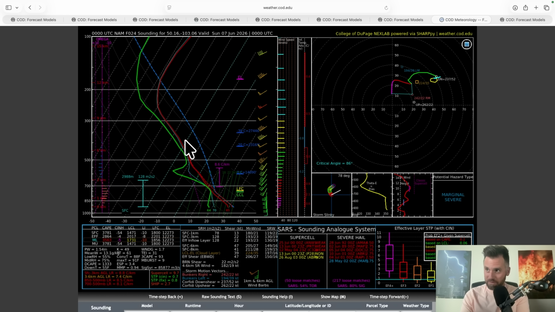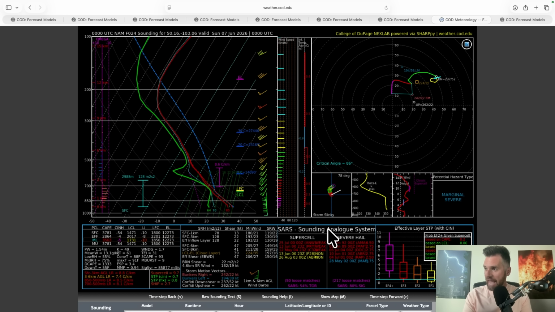This type of CAPE can create an updraft of 30, 40 meters per second. That's a strong wind blowing straight upwards. It can help these large hailstones levitate and grow in the thunderstorm updraft. So yeah, large hail might be a potential with this sounding. And we can go down and look here at the bottom.